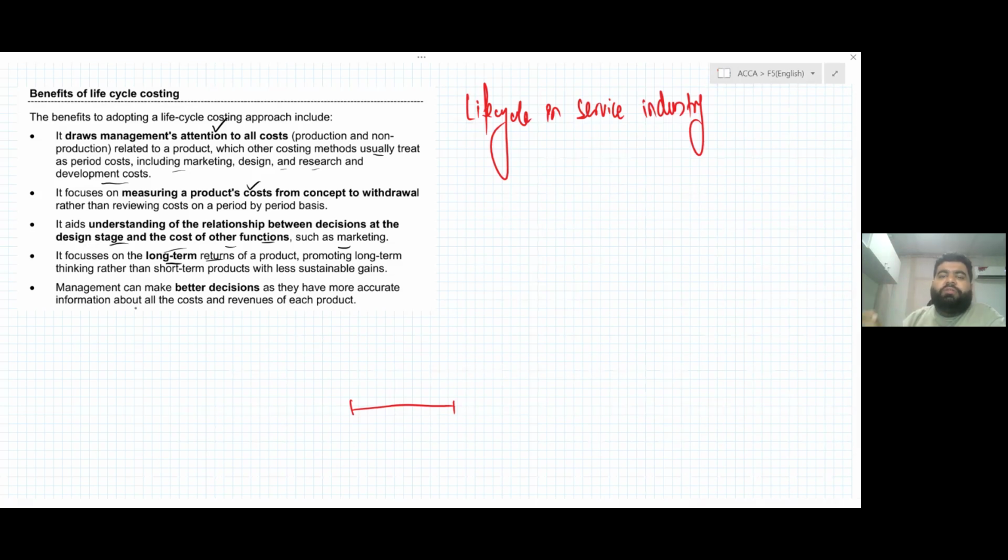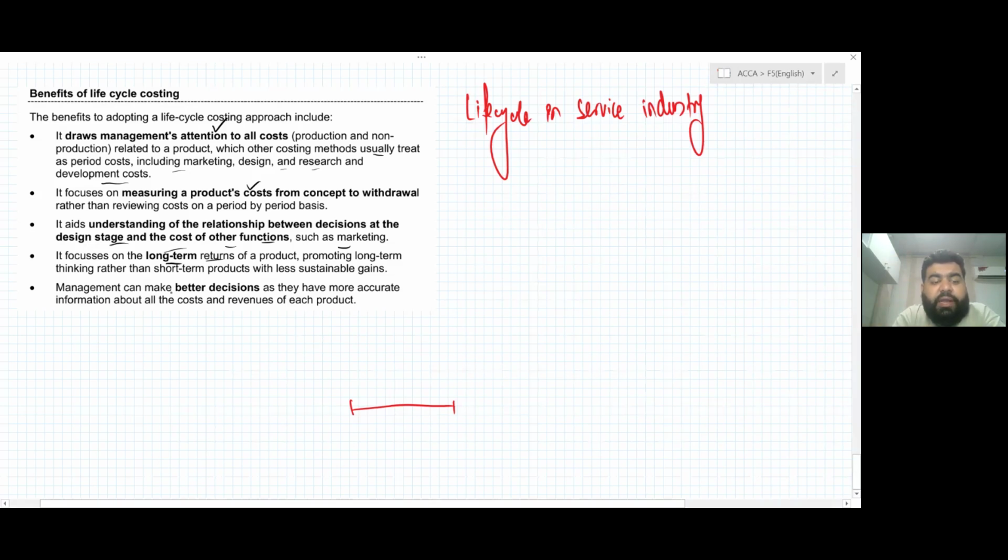So long term picture means better insight of the product, better decision making, better control, and all the factors are better than in traditional costing. So it helps you to focus on long terms. Again, it's rotating around the one thing, focusing on all the costs from starting to end. That's the main point. That's the main benefit.